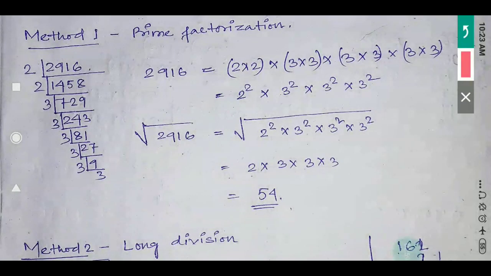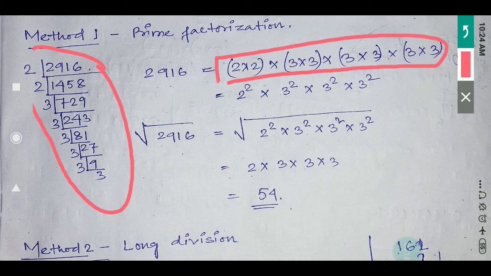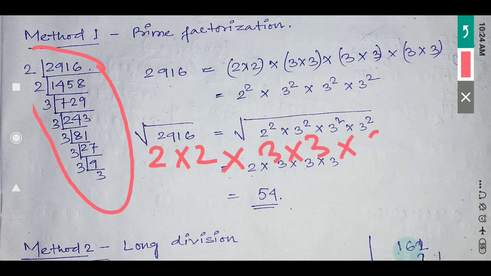Here see the factors of 2916. All these are factors of 2916. Now we have to find the prime factors. At that time you have to see how many times each factor occurs. So I am writing here 2 into 2, again 3 into 3, again 3 into 3, again 3 into 3.